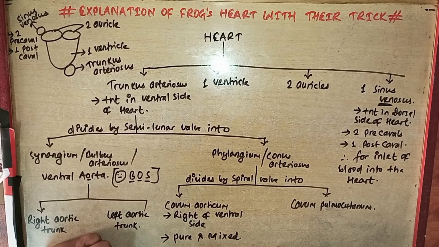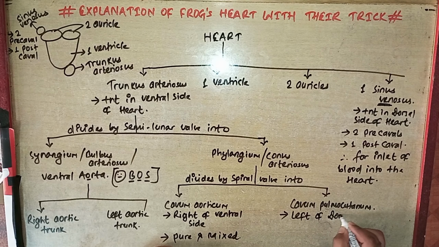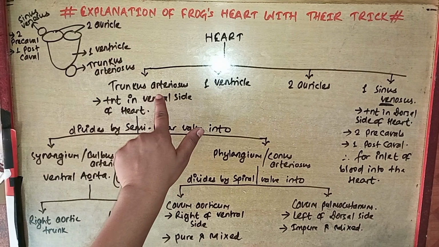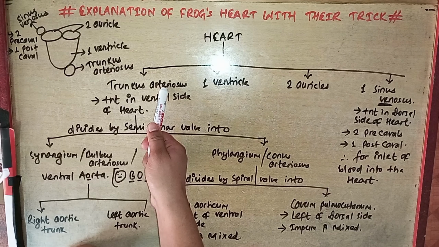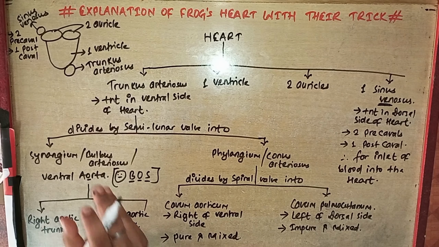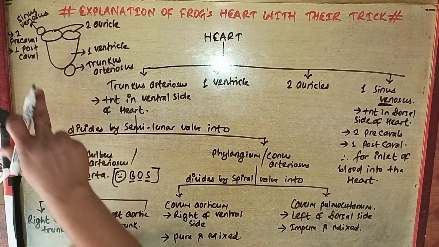pure and mixed blood. And cavum pulmocutaneum is present just opposite of cavum aorticum, on the left of the dorsal side, and it contains impure and mixed blood. See here, since truncus arteriosus is connected with the ventricle, all parts of truncus arteriosus contain mixed blood, because the ventricle of the frog heart contains mixed blood.